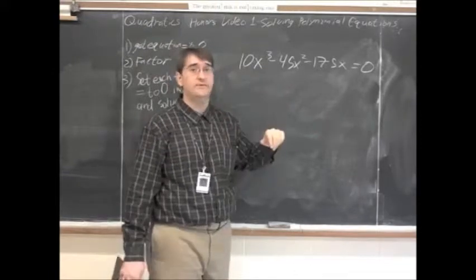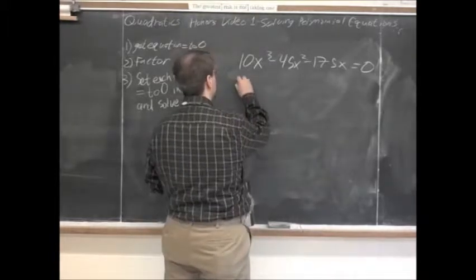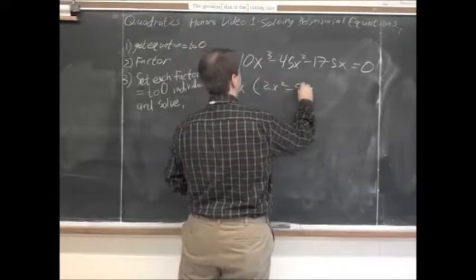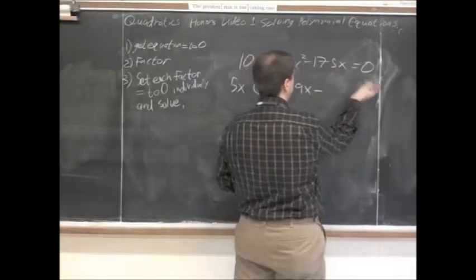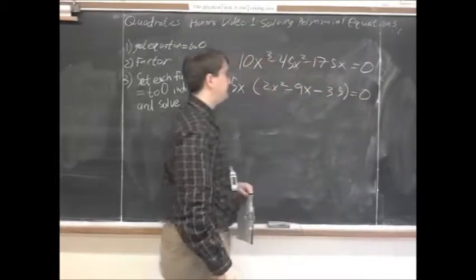We can take a GCF out first. So we're going to do that. We can take out a 5x. 5x times 2x squared minus 9x minus 35, since 175 divided by 5 is 35, equals 0.